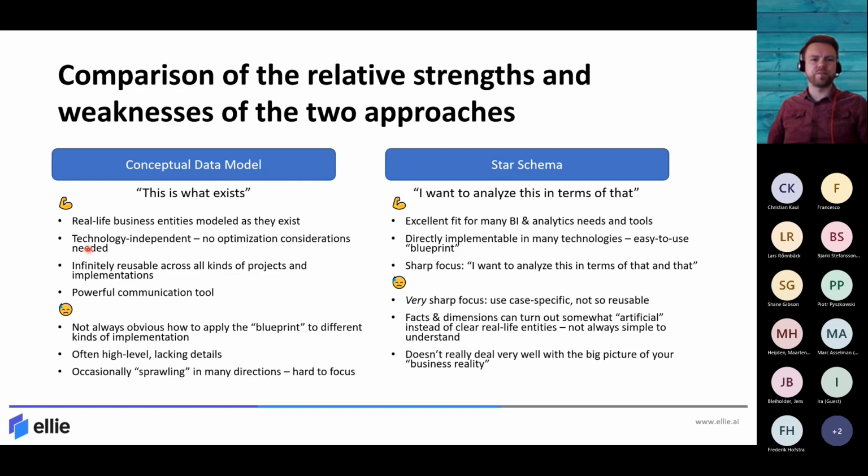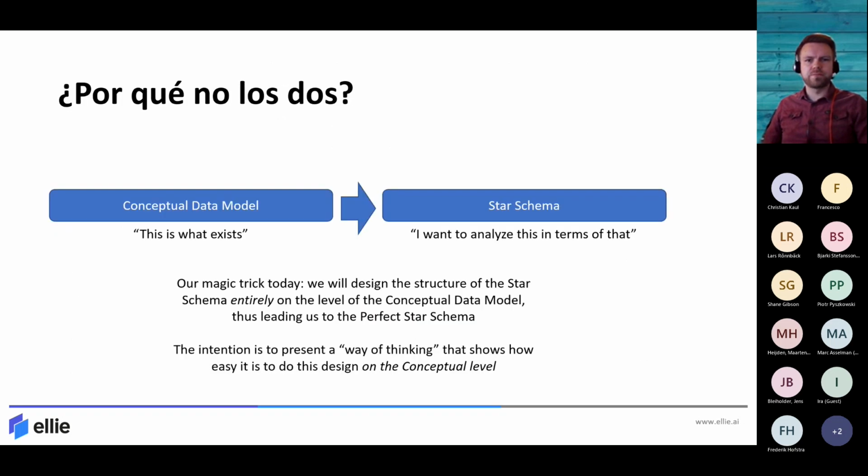Whereas if you just remain on the level of real life business entities and the relationships between them, that is something that anyone can read. The facts and dimensions might be already quite difficult. So the point here is, why not both? Let's start with the higher level understanding of what exists in the world and figure out how to practically easily derive the star schema, make those decisions on the level of this conceptual model.